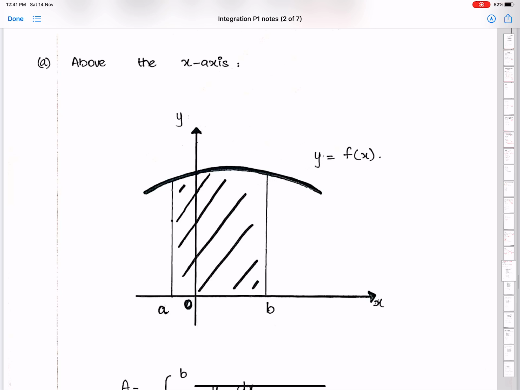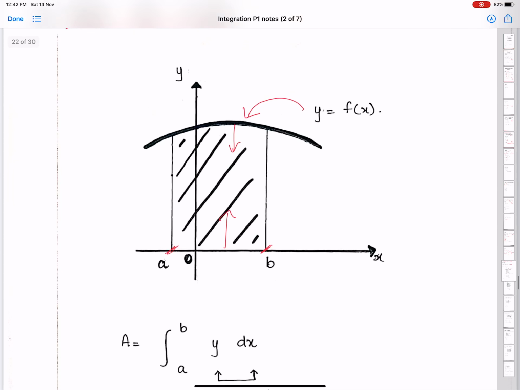Now the first case is above the x-axis. When the curve is above the x-axis, this is the curve. When this curve is above the x-axis, no matter whether the lower limit is in the second quadrant or in the first quadrant, it's not an issue. The main thing is the curve is above the x-axis. So when the curve is above the x-axis, the area between the curve and x-axis can be found by using this formula.